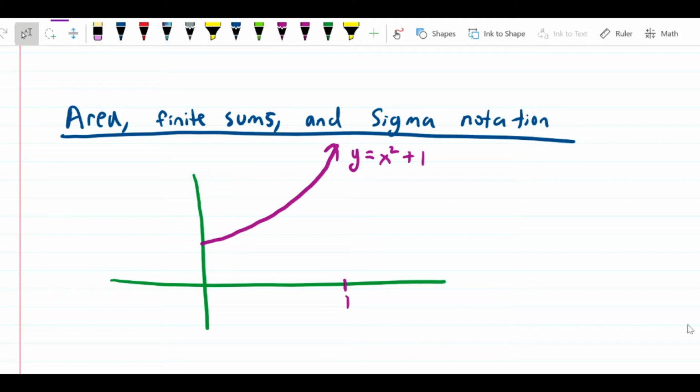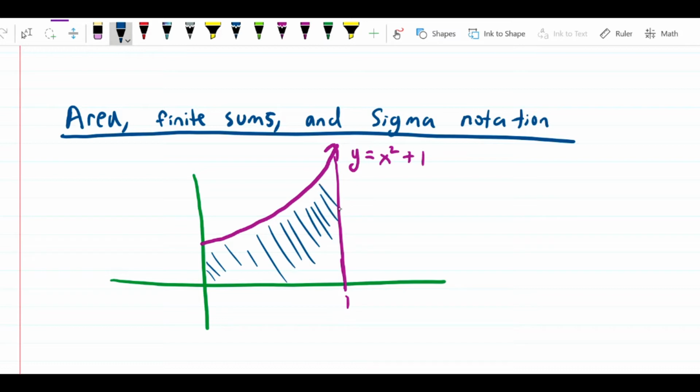So let's imagine that you want to find the area under a curve. I want to find the area that lies between the curve y equals x squared plus 1, the x-axis, the y-axis, and the line x equals 1. So there are these two vertical lines on the left and right, the x-axis on the bottom, and a curve on the top.